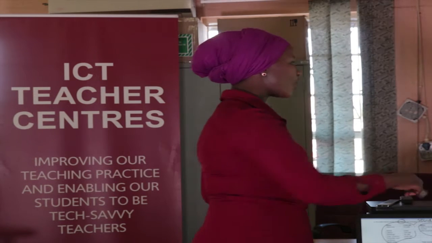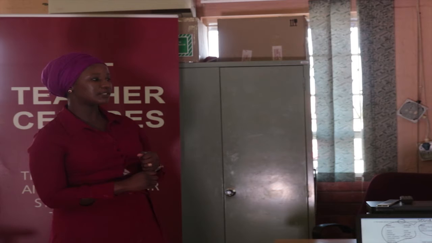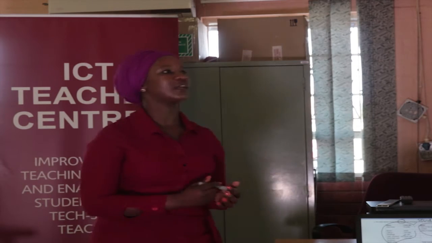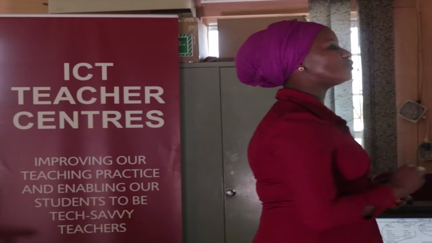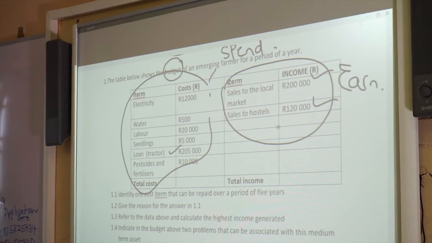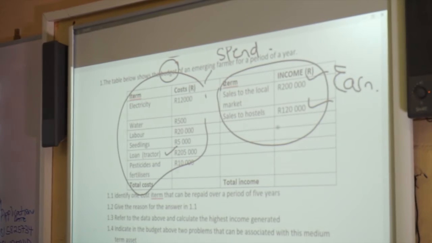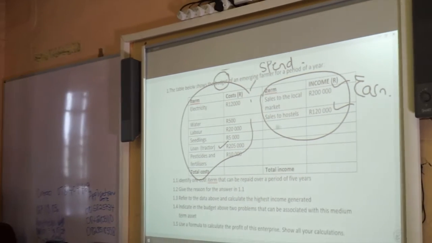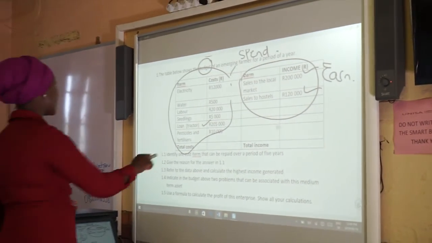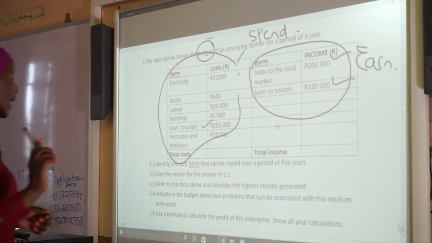So for the question in 1.1, for the answer, we're looking for a tractor, and the reason is a tractor is a medium-term asset, and it is also prone to depreciation. Refer to the data above and calculate the highest income generated. So how do we calculate the highest income generated? We are adding 2 things that we said are going to give us money, which form an income of our enterprise, and then we come up with the total. Indicate in the budget 2 problems that can be associated with this medium-term asset. So our medium-term asset is a loan that we have raised to buy a tractor.